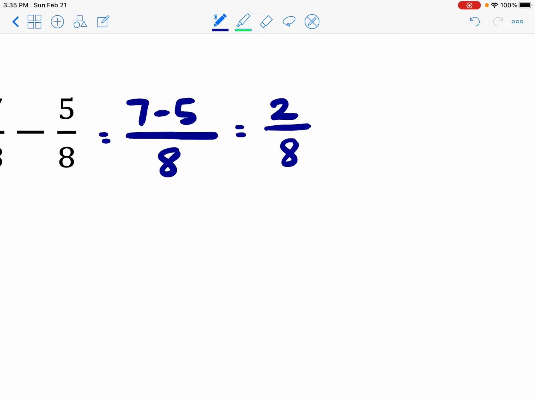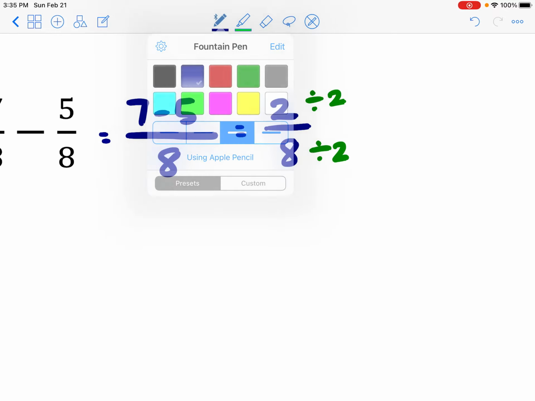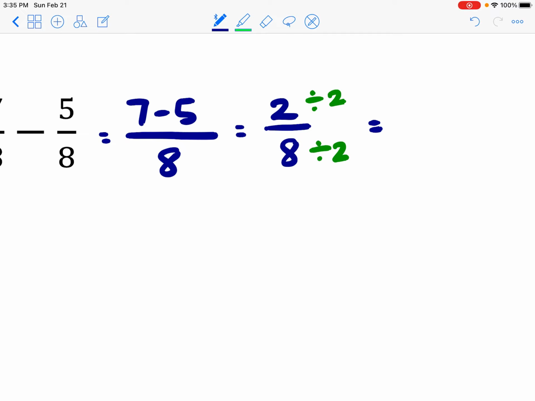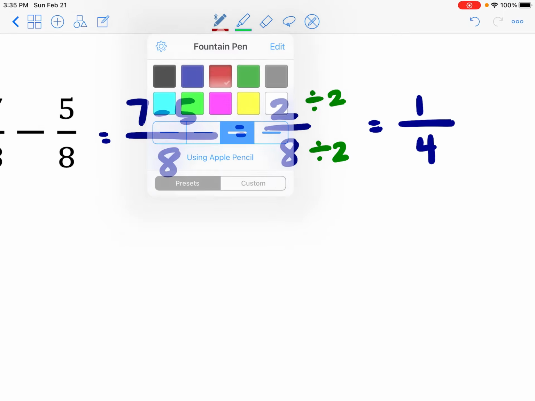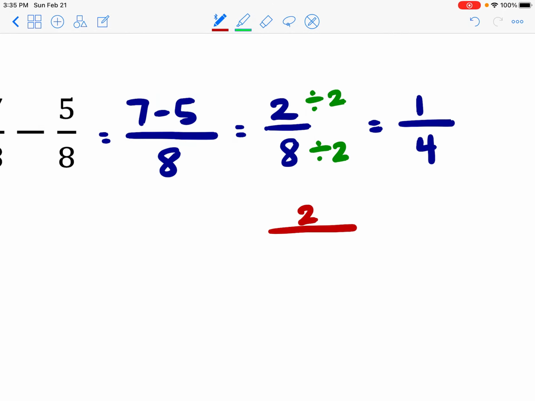But again, we have a common factor. I can see that 2 goes into each of these. So I'm going to divide the top by 2. I'm going to divide the bottom by 2 to use my little shortcut for reducing. So 2 divided by 2 is 1, and 8 divided by 2 is 4. And remember, if you don't like the shortcut for reducing, so I have 2 on the top, if I wanted to rewrite the 8 as 2 times 4, and then reduce the 2s from there, you can, to whatever method you're comfortable with.